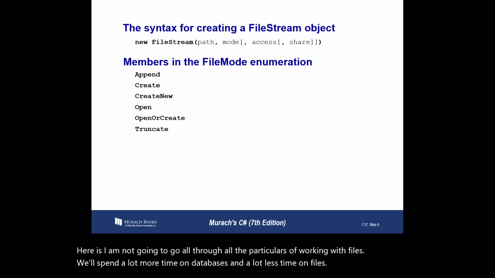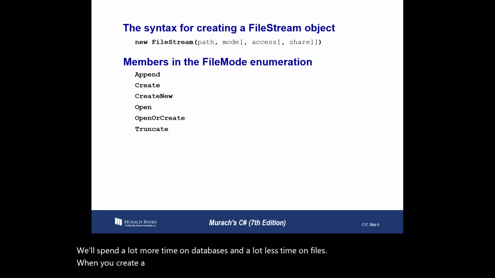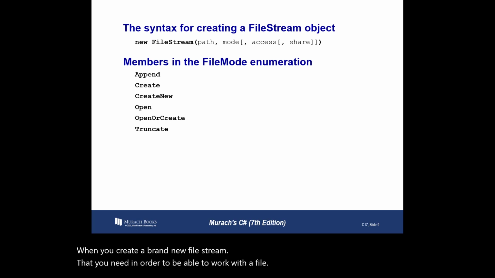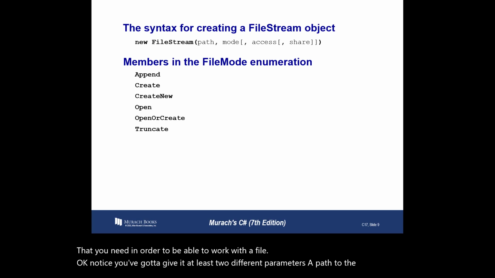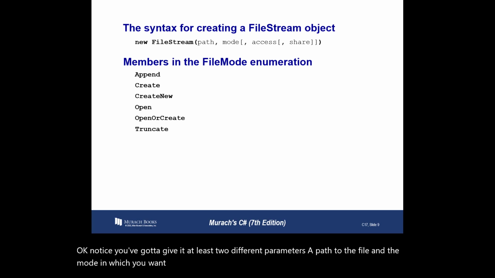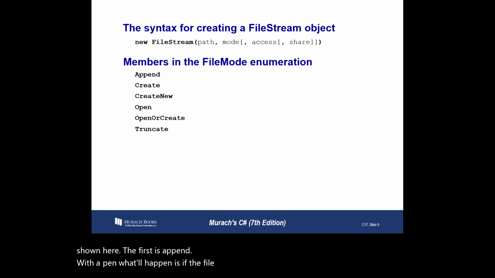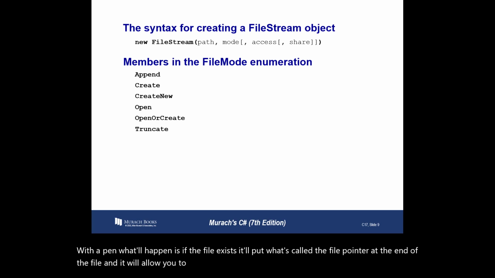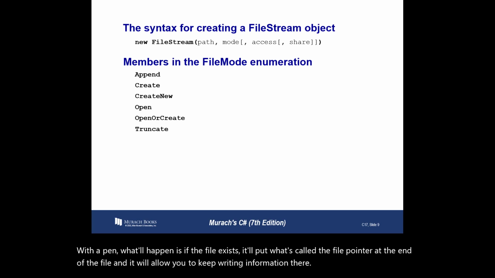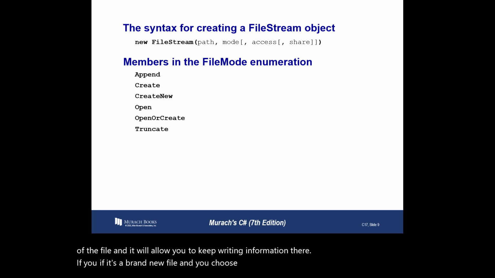All right, when you create a brand new file stream that you need in order to be able to work with a file, okay, notice you've got to give it at least 2 different parameters: a path to the file, and the mode in which you want the file to be opened. Now let's take a look at these modes that are shown here. The first is append. With append, if the file exists, it'll put what's called the file pointer at the end of the file and it'll allow you to keep writing information there. If it's a brand new file and you choose append, it'll create the file.